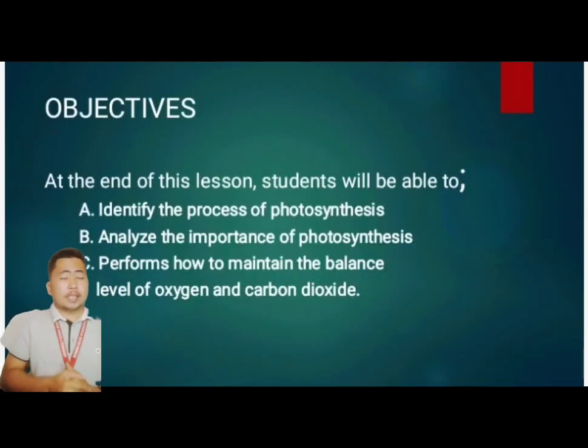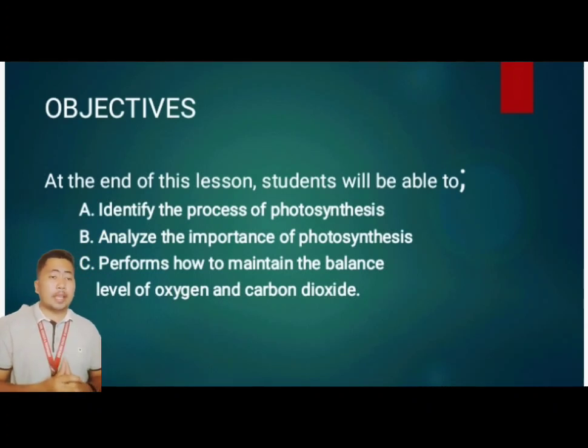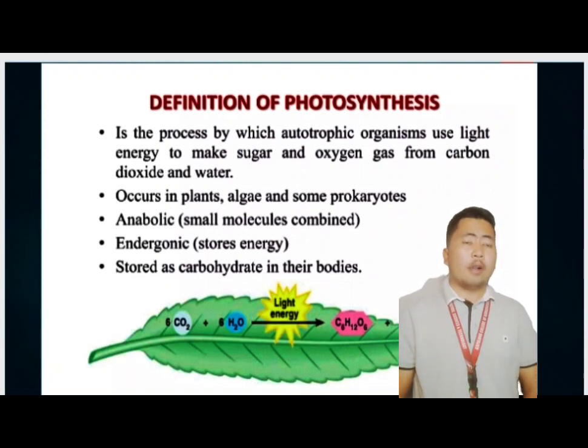Let us know first the objectives. At the end of this lesson, students will be able to: first, identify the process of photosynthesis; second, analyze the importance of photosynthesis; and third, perform how to maintain the balanced level of oxygen and carbon dioxide. But before that, let us know first the definition of photosynthesis.